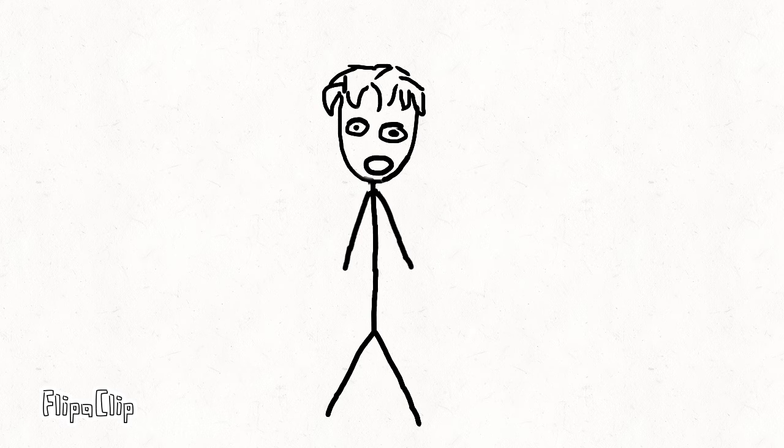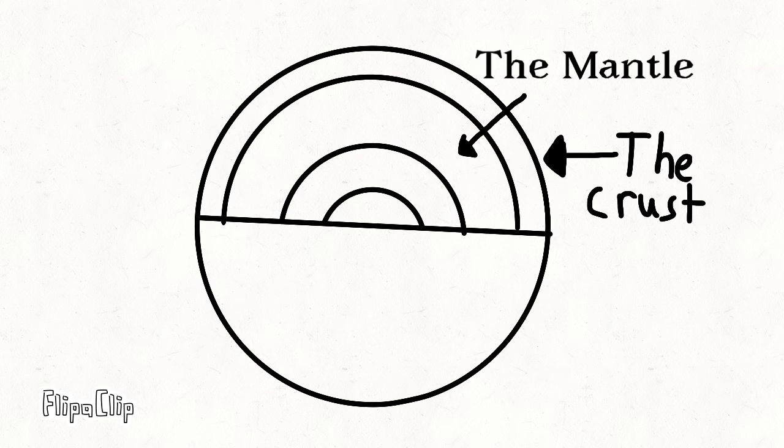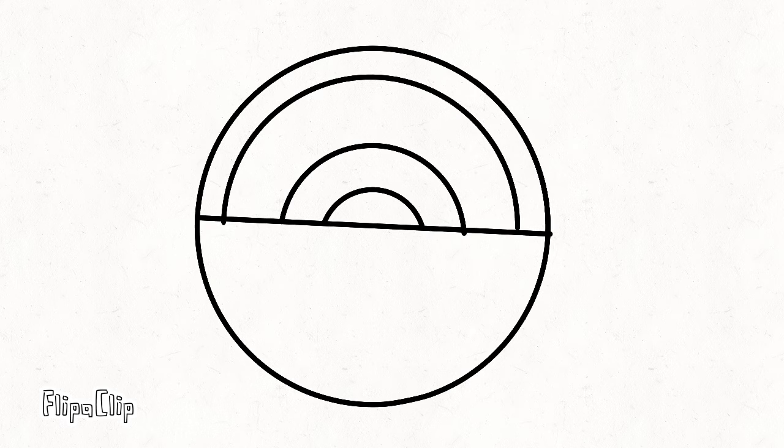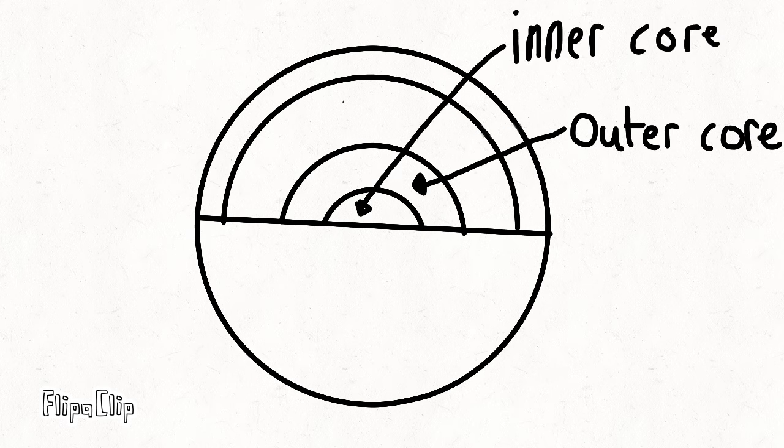The Earth is split up into layers, and there are four layers: the crust, the mantle, which is made of semi-liquid rock, or magma, then there's the outer core and the inner core.